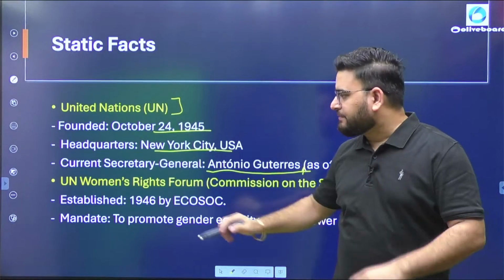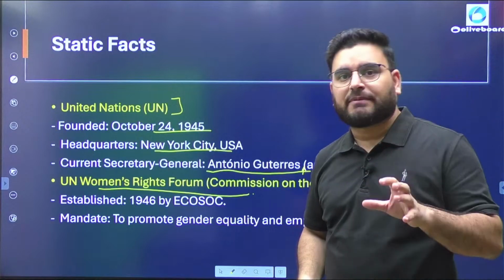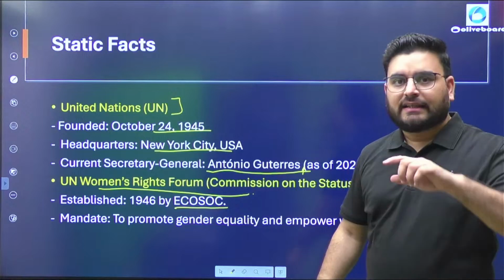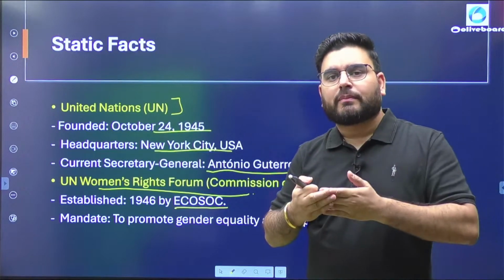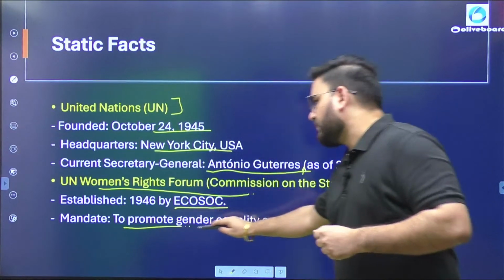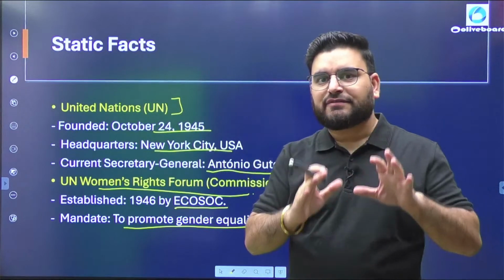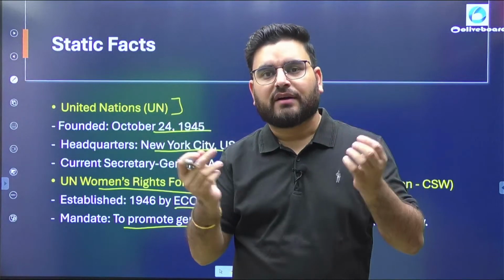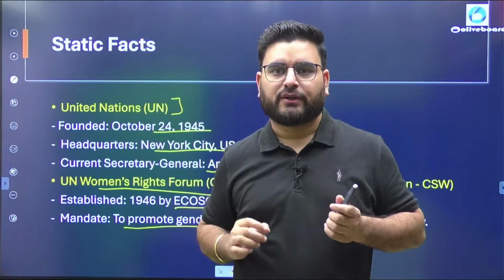The second aspect is the United Nations Women Rights Forum. This forum was established by another United Nations organ, the Economic and Social Council. They established the United Nations Women Forum to focus on the socio-economic condition and welfare of women. Their mandate is to promote gender equality and empower women globally. In this way, we are relating the current aspect with the static thing. This way, we are going to cover a holistic topic coverage of this particular news.